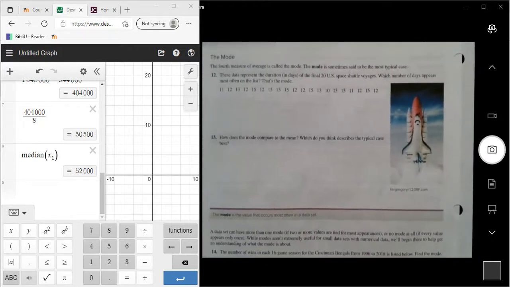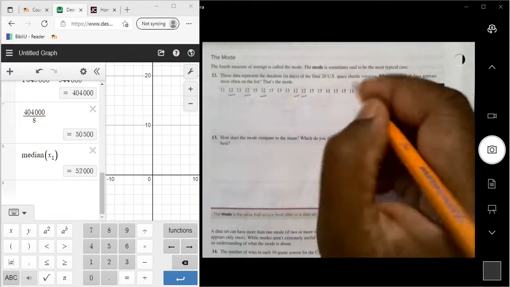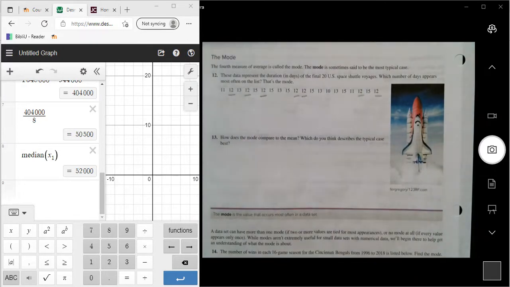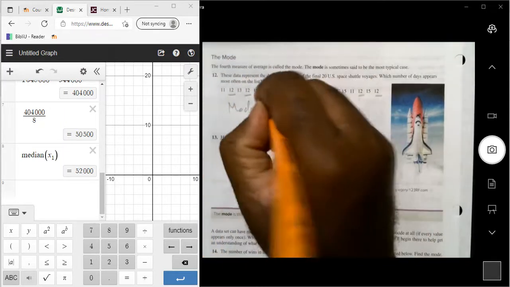Now we come here to problem number 12 on the next page, page 452. It says the mode. The fourth measure of average is called the mode. The mode is sometimes said to be the most typical case. These data represent the duration in days of the final 20 U.S. space shuttle voyages. Which number of days appears most often on the list? That's the mode. If we look here, it looks as though 12 appears the most. 12 appears 2, 4, 6, 7 times. None of the other numbers appear that many times. So the mode is 12.